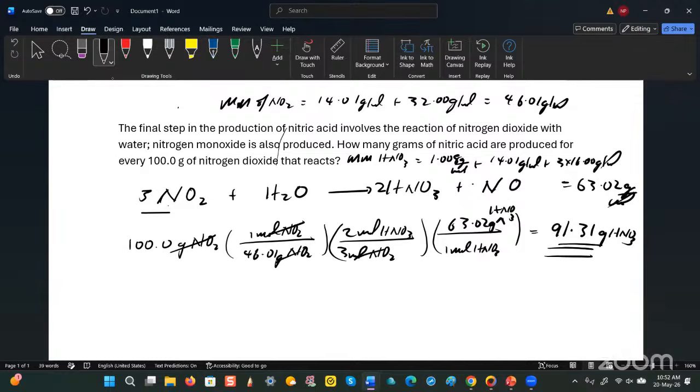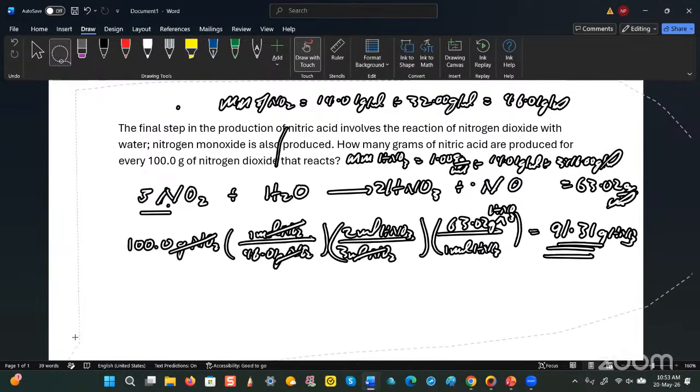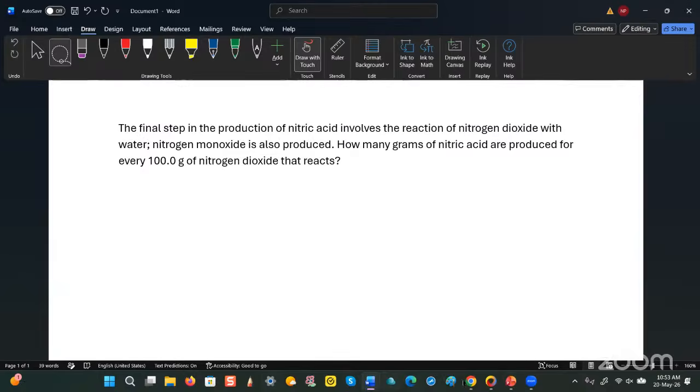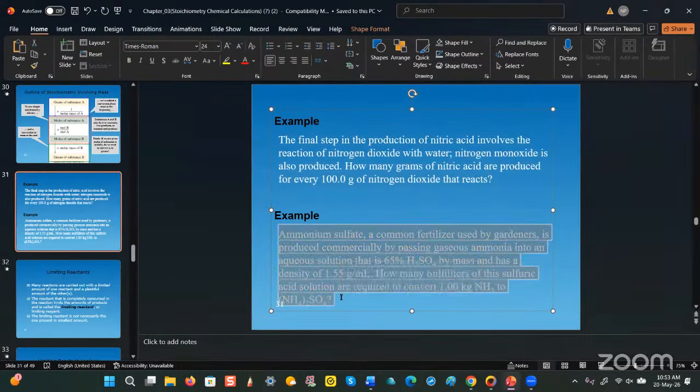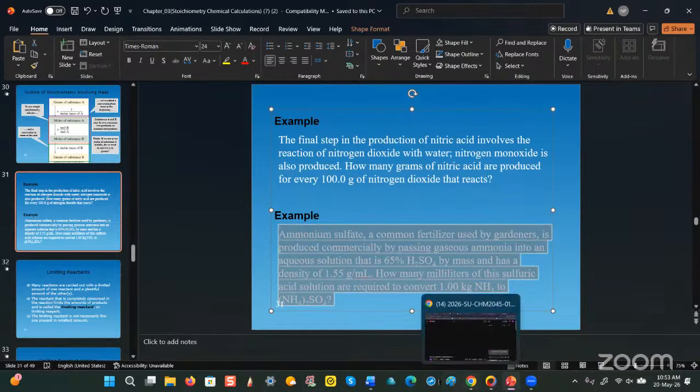All right, any questions about this one? Any questions? Okay, so let's look at the other example. Is it okay for me to clear all this? All right, let me lasso this here. And let me go back to the PowerPoint. And now I'm going to copy this right here and paste it onto the Word.